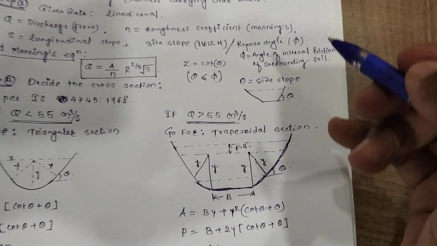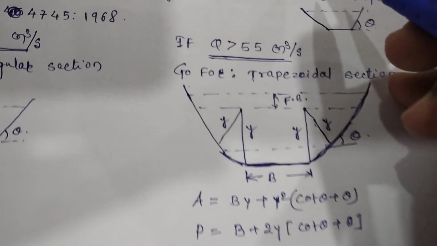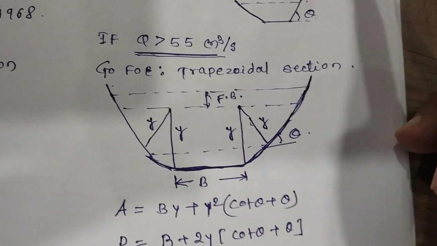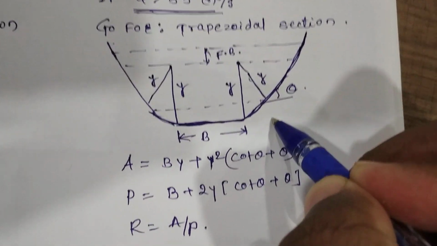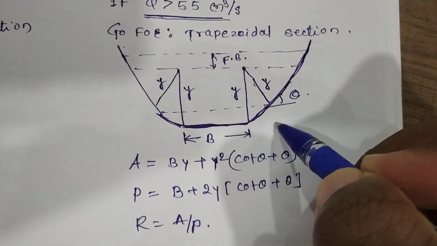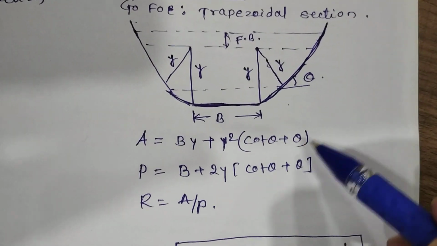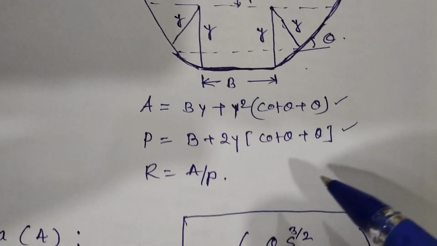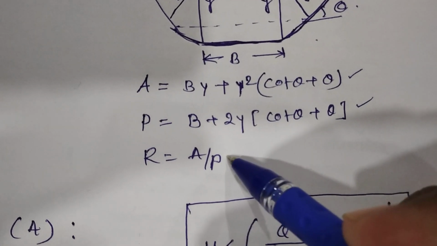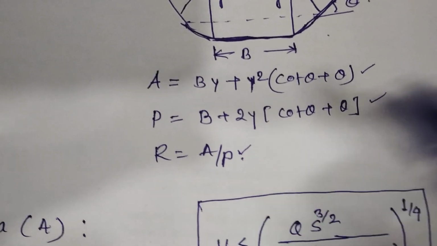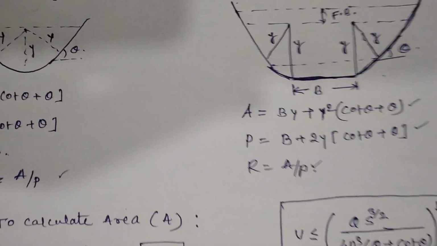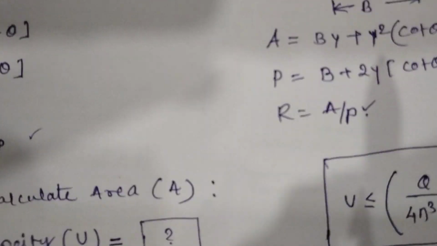If our Q is greater than 55 cubic meters per second, then go for the trapezoidal section, a trapezoidal section with rounded bottom. According to simple geometry we can calculate the area and the corresponding wetted perimeter, then calculate the hydraulic mean depth. So we will get these values in terms of B and Y.